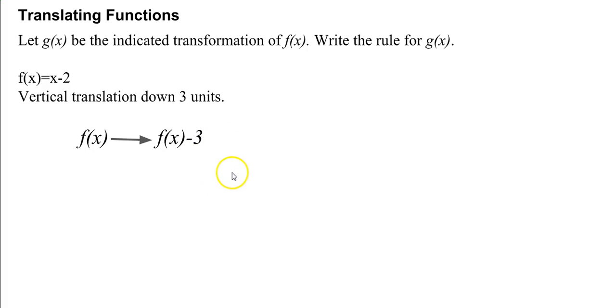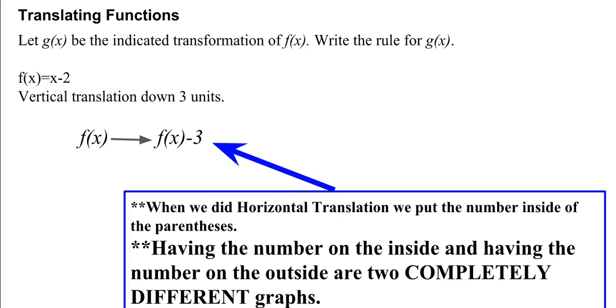And if you notice that when we do the horizontal translation, we put the number inside of the parentheses. Having the number on the inside and having the number on the outside, those are two completely different graphs, so you need to be very careful of that.